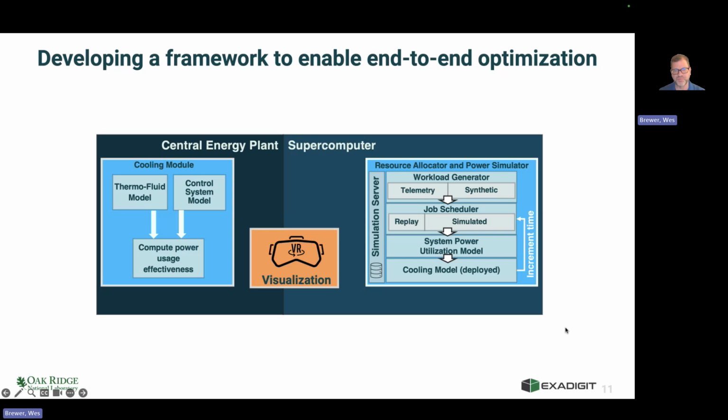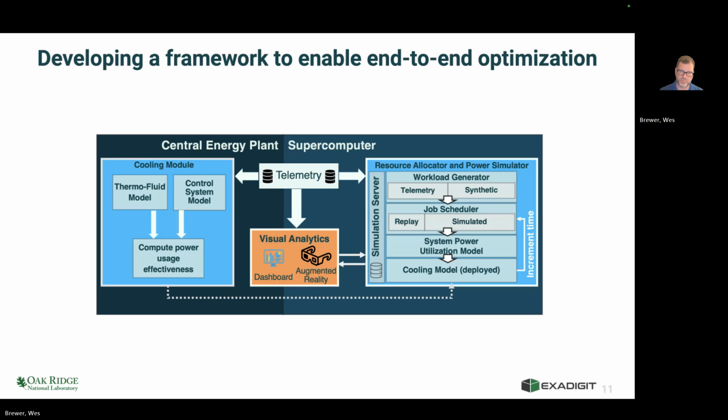This is a deployed version of the cooling model on the left. It gets incremented over time, generally once per second, in a forward time simulation. And then we have a visual analytics module, which consists of both a web-based dashboard for launching what-if scenarios, and an augmented reality model for interacting with the system in a 3D way. We can also replay telemetry through each of these modules, either for system-level insights or to do validation studies.